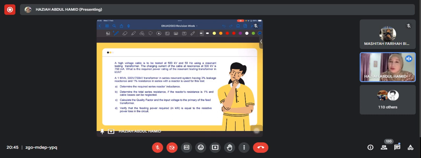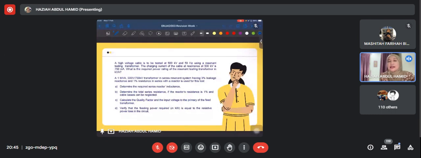Okay, so in order to produce resonance, as I said earlier, in order to produce a resonance circuit for AC generation, we must fulfill the resonance condition. So the resonance condition says that XL must be equal to XC. With that equation, you can solve for question number A, right? And then determine the total series resistance.